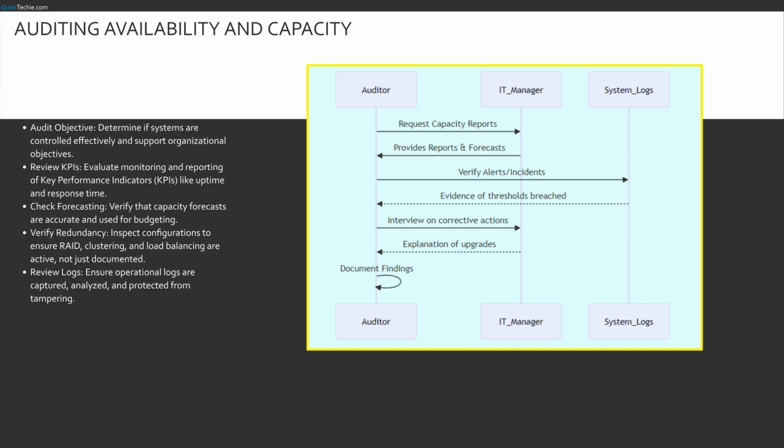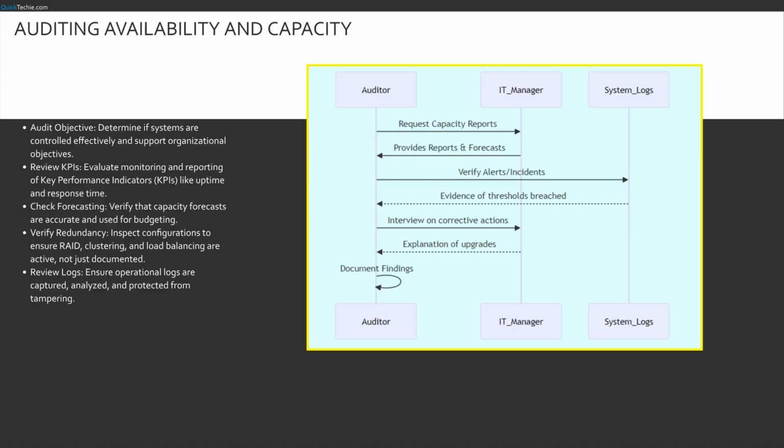We physically or logically inspect configurations. Does the server actually have RAID 5 enabled, or is it just in the policy? And we review operational logs to ensure that exceptions like failed backups or high temp alarms were acted upon. The auditor provides the assurance that the availability and capacity claims are real.